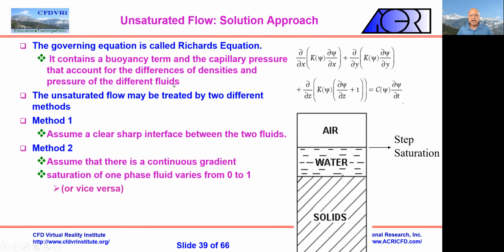So the governing equation for unsaturated flow, unlike the equation I showed you before, is called the Richards equation. And that basically looks a little like this. You'll find two differences. This storativity term has now become a function of the capillary pressure itself. And then there's a buoyancy term that's added in the vertical direction because there is a natural buoyancy.